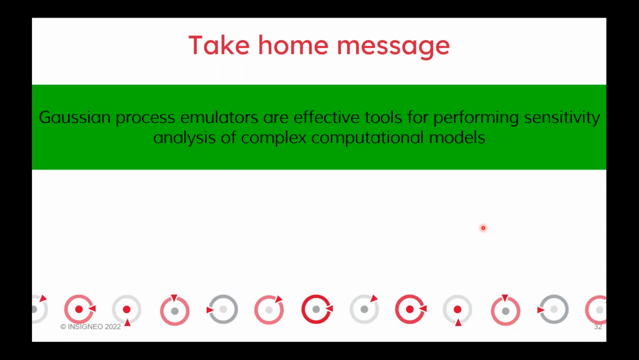So this concludes the musculoskeletal application. The take-home message here is that Gaussian process emulators are effective tools for performing sensitivity analysis of complex computational models in different domains and different features of the output. So scalar values or time-dependent functions, they behave well in all of these cases.